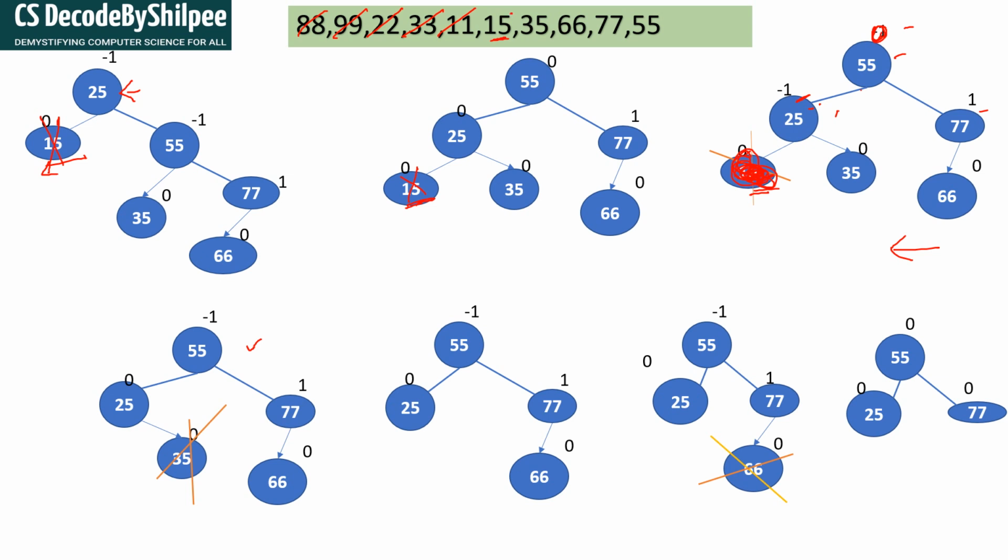So 15 is deleted. Now the next element is 35. Now I'm going to delete the 35. For deleting the 35, look at that, I have made a mistake here. This is 0. This is 0. So now I'm going to delete the 35.